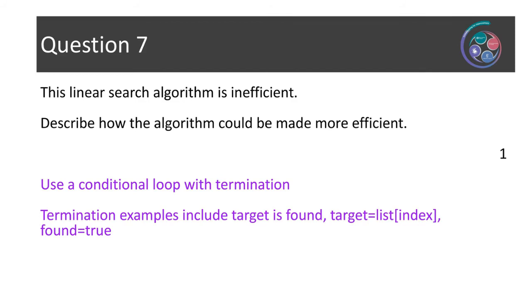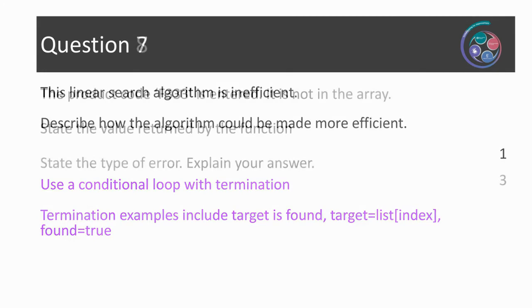And so we would continue going until found equals true, or the target equals the list index number, and we've got a match there. But just for the mark here, you just need to be able to identify that you'd want to use a conditional loop with termination. And if you'd given an example of that for extra clarity, then your example would be accepted as well. So you can decide what's the best way to demonstrate your knowledge there.